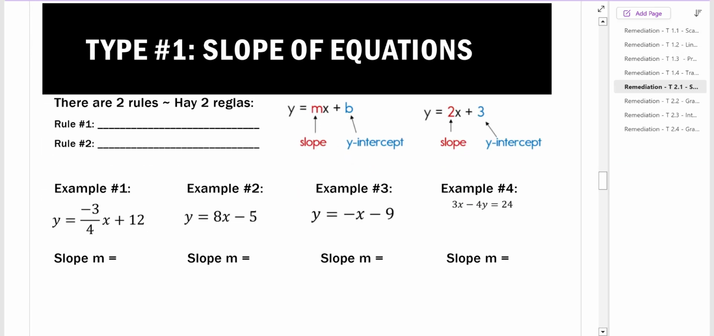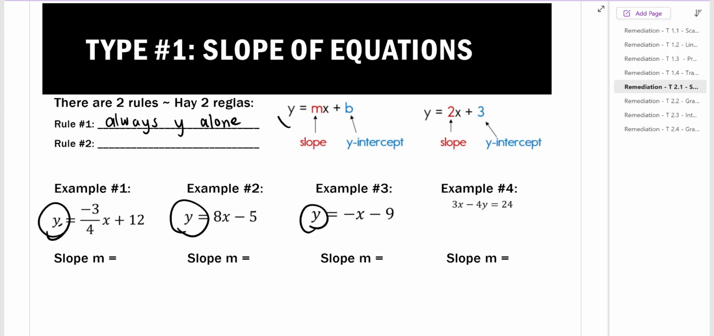All right, now we're learning type 1 problem. So type 1 problem is when you're finding slope from equations. So there are 2 rules. Rule number 1, hay dos reglas, regla número 1. You always need y alone. Okay, so here, y alone, y alone, y alone. This one, there's no y alone, so that's why that one's going to be different.